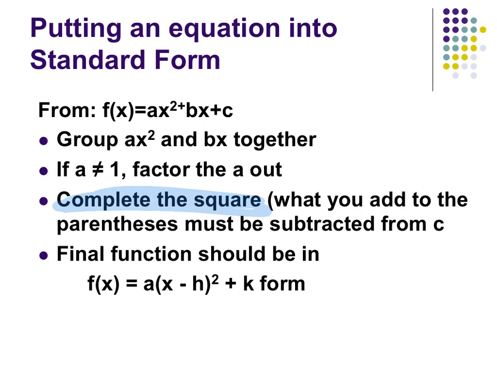So for completing the square, these are your steps. You're going to group AX squared, BX together. So you'll end up putting parentheses around these. First of all, it has to be in order from left to right. Then you're going to group AX squared and BX together.